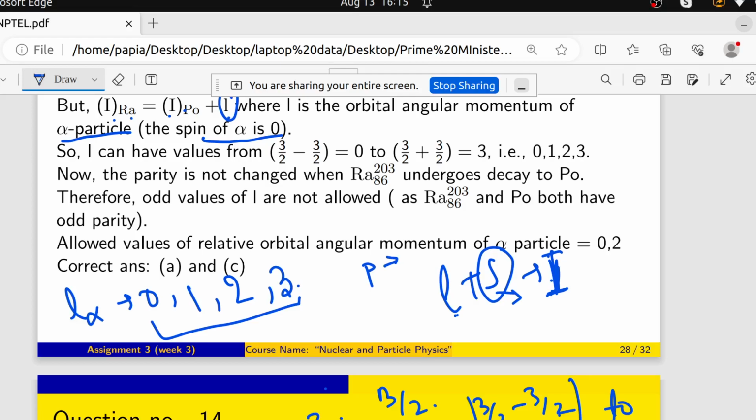And now we are just calculating these values, that how many values of L alpha will be possible. Here you can see that possible L alpha value will be 0, 1, 2, 3. But obviously there are 4 possible answers, but there is one restriction on parity. So in strong interaction, parity should be conserved.